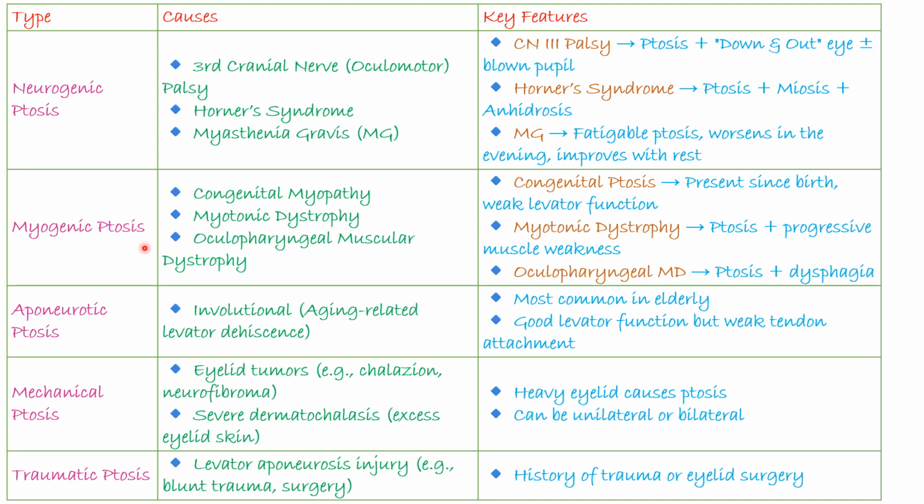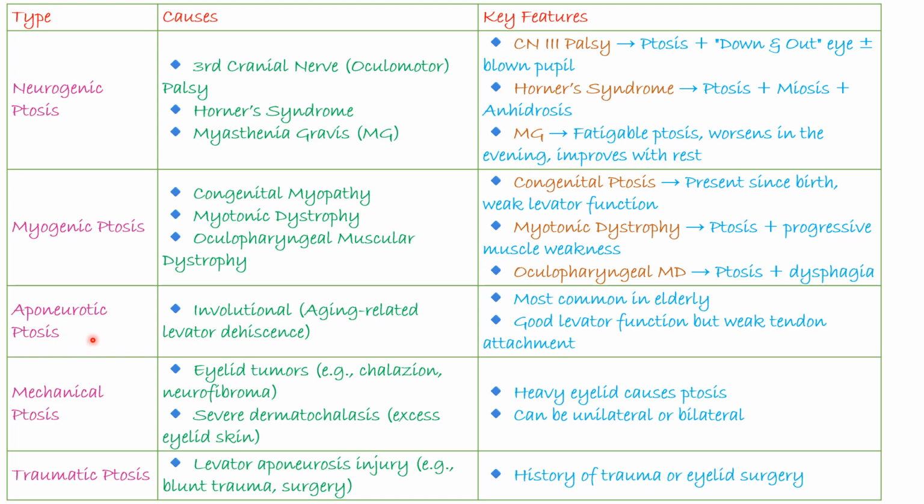So myogenic ptosis is when you have a problem with the muscle, which could be congenital myopathy, myotonic dystrophy, oculopharyngeal muscular dystrophy. So congenital ptosis is present since birth, and this is weak levator function. You can also have myotonic dystrophy. This is when you have ptosis and progressive muscle weakness, and you can also have oculopharyngeal muscular dystrophy. This is when you have ptosis, and because it also involves the pharynx, you can have dysphagia.